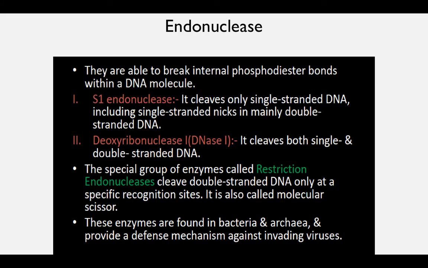So just try to understand, whatever S1 endonuclease is there, it cleaves on the single strand. Whereas DNase 1 cleaves both single as well as double strand, and there is a special group of restriction enzymes. They are going to cleave your double strand at a specific recognition site.